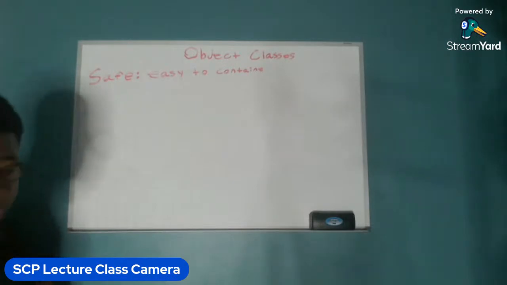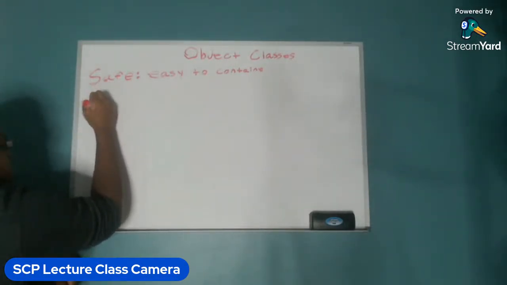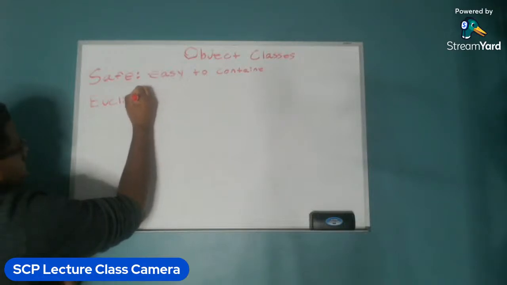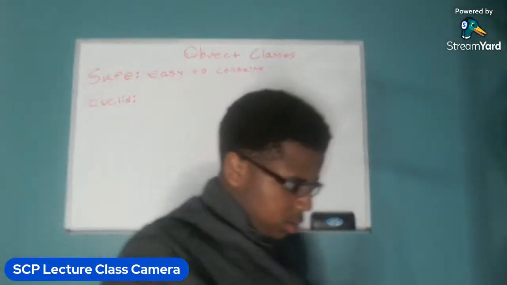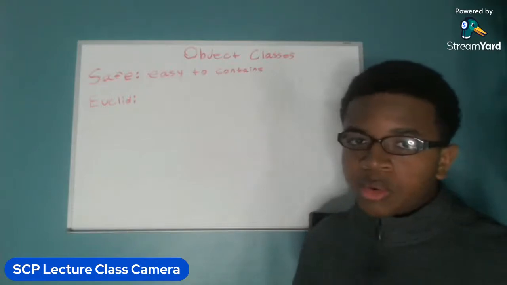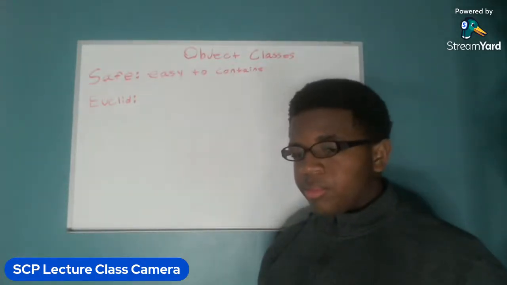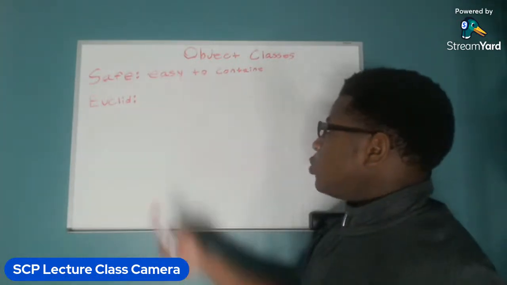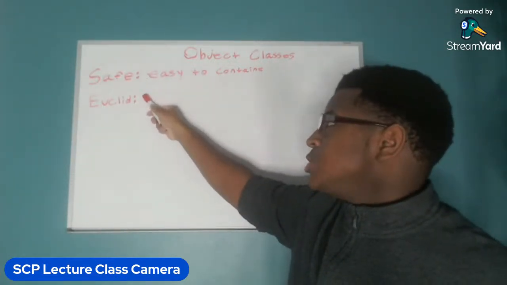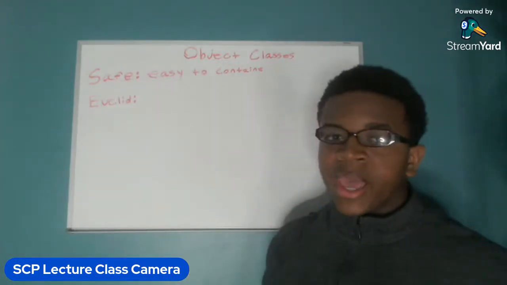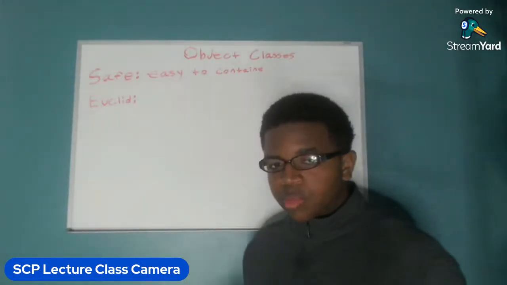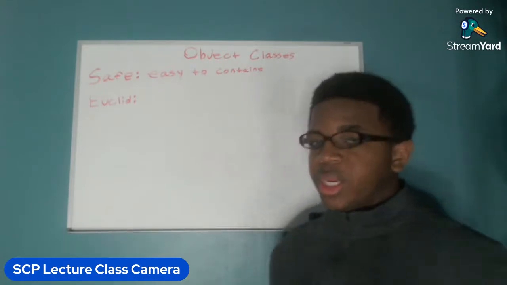Euclid, which is the next one we're going to be talking about, is a bit different. The thing about Euclid is that it's containable. It can be a little bit hard to contain, but it's containable. With safe you don't really need that much resources. You can just get a bag and contain the anomaly, depending on its size, right? But with Euclid, it requires more resources in order to contain the anomaly.